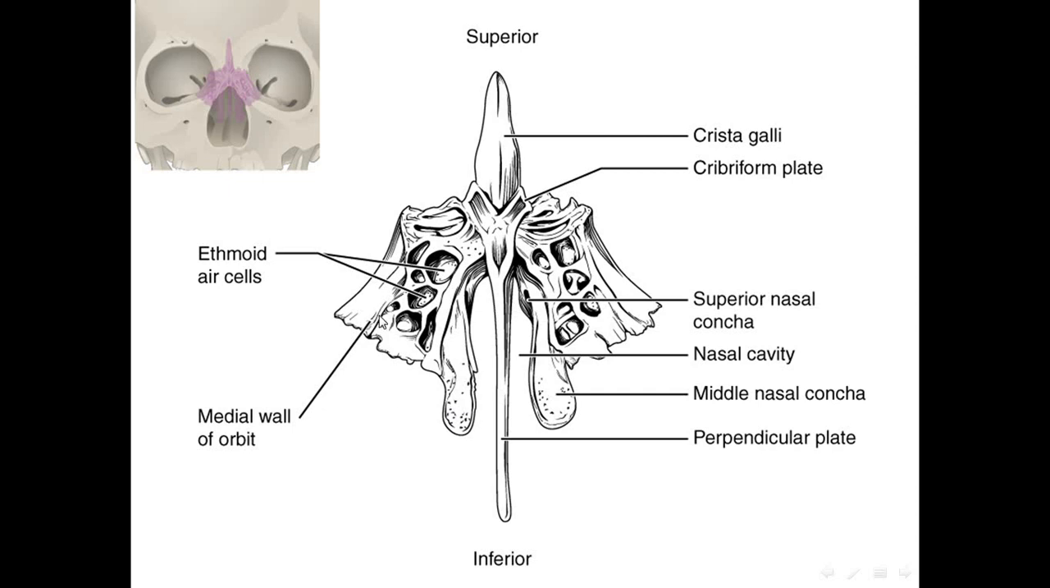Here it contributes to the wall of the orbit. This is the superior nasal concha and middle nasal concha. This is the nasal cavity.